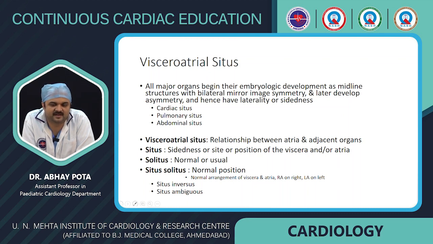Situs inversus means that the stomach is on the right side, the liver is on the left side. The pulmonary situs is also inverted. The left lung is trilobed and the right lung is bilobed. The left bronchus is more vertical than the right bronchus. That is situs inversus. What is situs ambiguous?